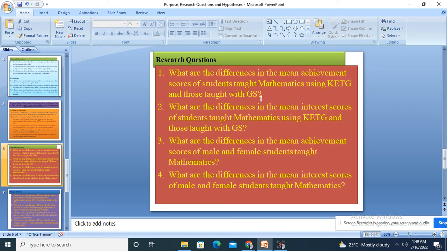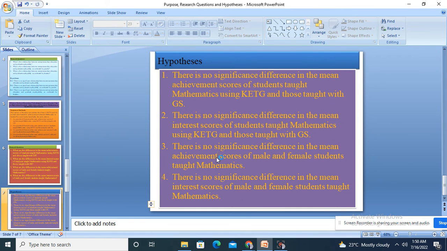The second one is based on the same way but in question form. What are, then it will end with a question mark. The third one will be just like your purpose, but in the form of a question. What are the differences in the mean achievement scores of male and female students taught mathematics? While the fourth one will also be in question form. Now we move to hypothesis.